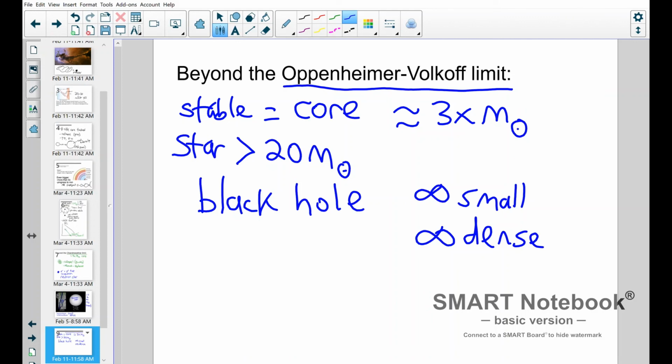Important thing to note here is that it's not actually a hole. I think a lot of people picture a wormhole like a tunnel when they think black hole. But really what it is, is an area where it is so small and so dense that its gravitational field strength is basically infinite. And what I mean by that is that it's strong enough that not even light will escape.